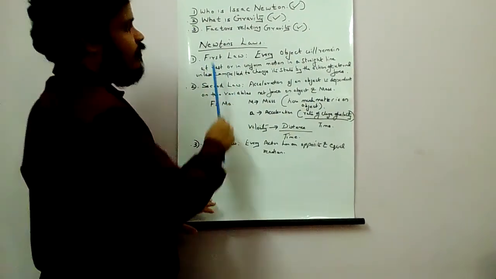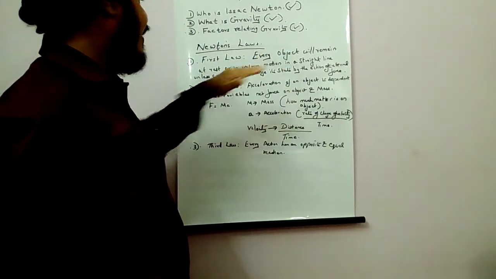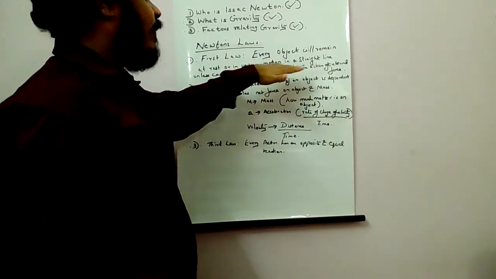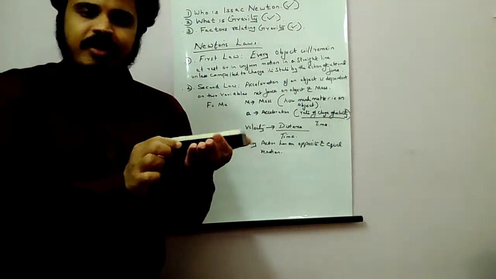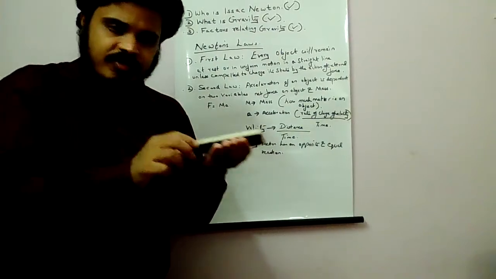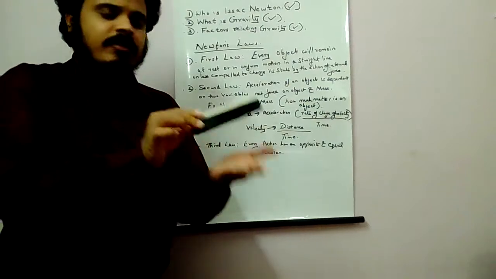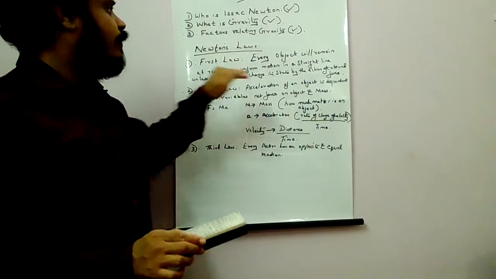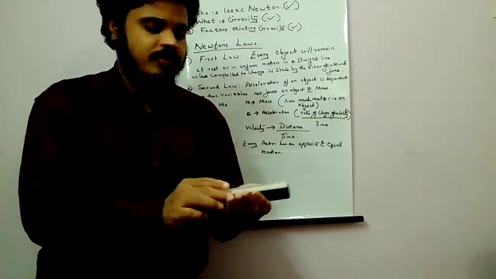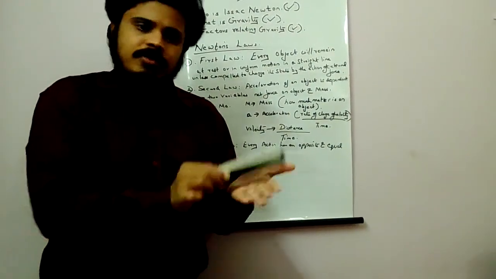The first law of Newton states that every object will remain at rest or in uniform motion in a straight line unless compelled to change its state by an action of an external force. Say we take an example, this is an object. This object will always remain at rest. When I give an external force, it will move. If I am not giving any force, it will always remain at rest. So every object will remain at rest or in uniform motion unless compelled by an external force.